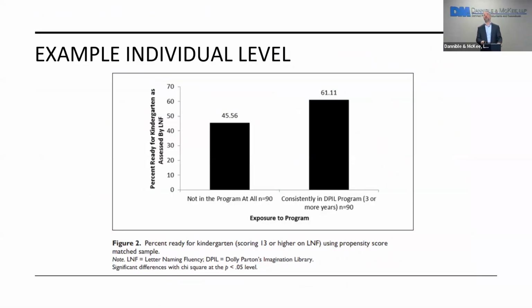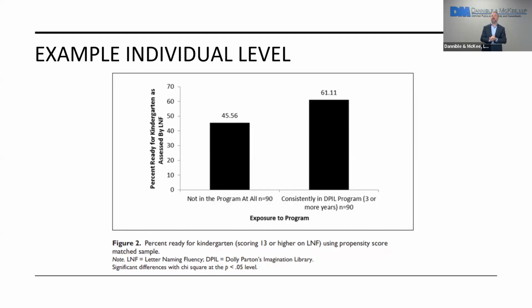So let's see if we can figure out which one this is. Actually, you can tell because there's a tile right there. It's an example of an individual. This is from something down here. These are all local examples, right? These are the percent of children ready for kindergarten as assessed by letter naming fluency, which is how many letters you can name in a certain amount of time, which is a predictor of ability to read over time. And so what you can see here is not in the program is on the left, and consistently in the program is on the right.